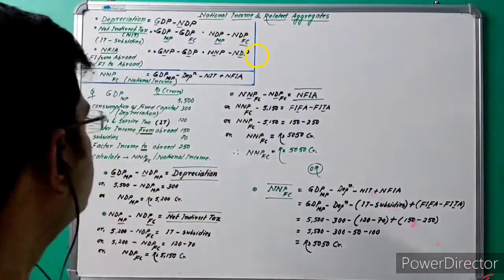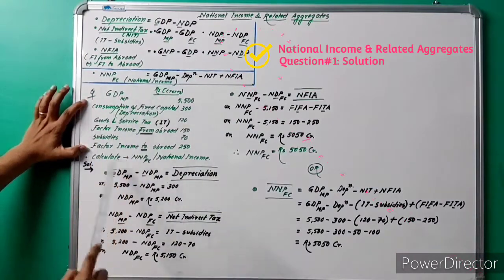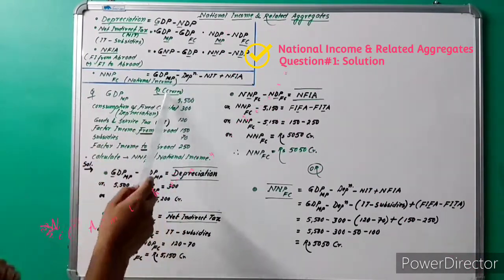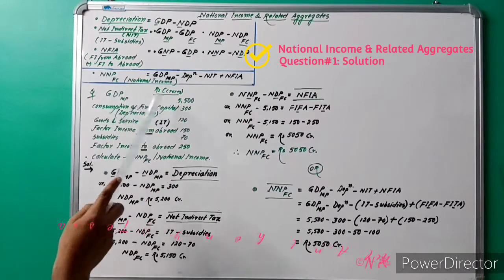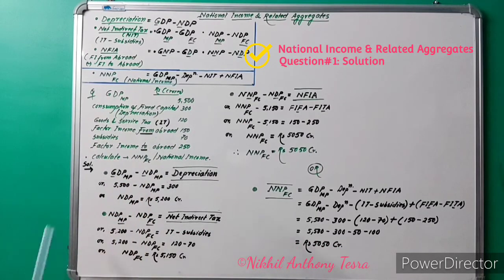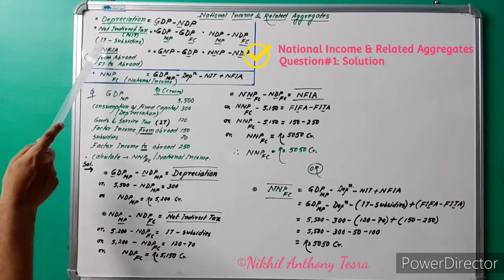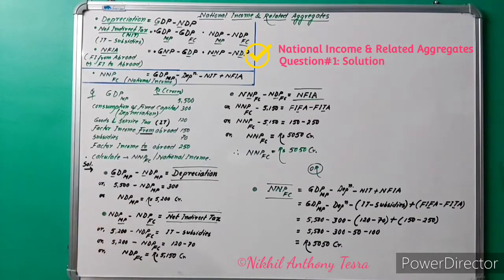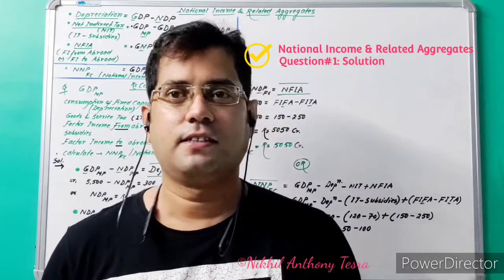Friends, suppose the question given is this one. All the figures are in crores. It is given GDPmp 5,500 crores, consumption of fixed capital 300 crores, goods and service tax, that is indirect tax, is given 120 crores, factor income from abroad 150 crores, subsidies are given 70 crores, factor income to abroad 250 crores, and the question is calculate NNPFC, that is national income. Okay friends? So friends, let's start the solutions.